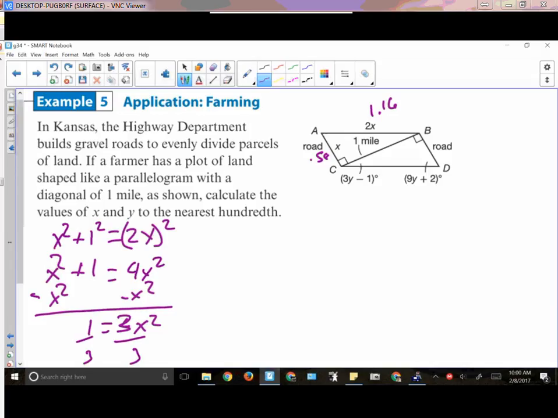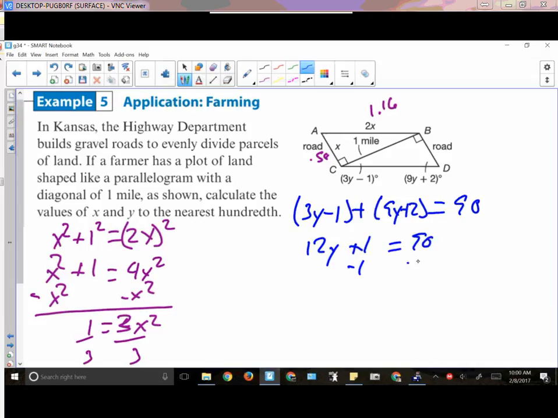What about the angles then? What do I know about those angles? Okay, they add up to 90 degrees. So that means that I have 3y minus 1 plus 9y plus 2 is equal to 90. So I get 12y plus 1 is equal to 90. Subtract 1, subtract 1. 12y is equal to 89. Divide by 12, divide by 12.